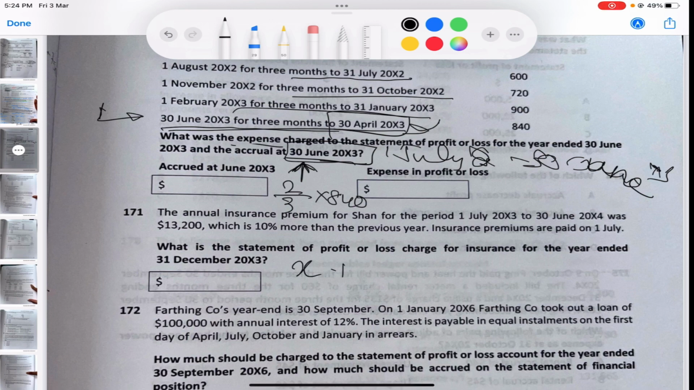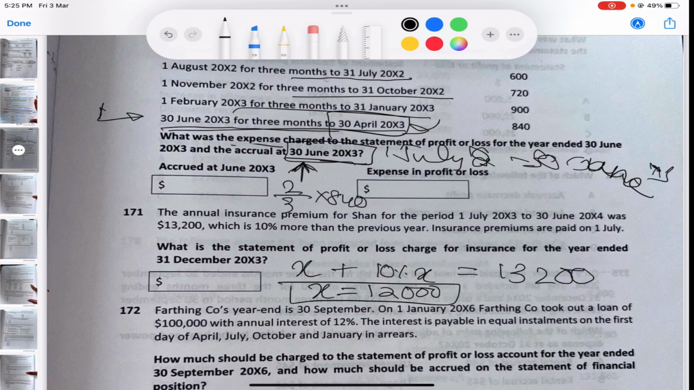The previous year is X. X plus 10% of X is this year's value, which is 13,200. That is what is given in the question. So if you solve this equation, you will get the value of the previous year. The value of the previous year will come to 12,000. I'm not going into the detail. I hope you are solving it along with me. Otherwise, there's no point of watching this video. So my previous year's value is 12,000 and this year's value is 13,200.